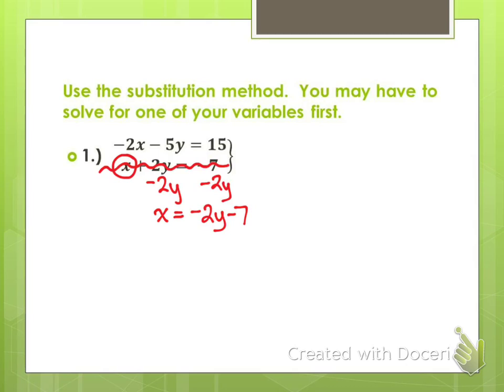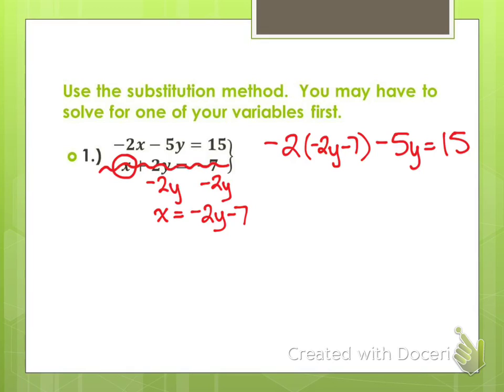Now that we've got a variable alone, it's like what we did yesterday. So I'm going to rewrite my top equation. What should I leave a blank for? X. If x is what's alone here, that's what I should leave a blank for in the other one. So -2, leave a space, minus 5y equals 15. What's going in that space? Keon? Good. -2y minus 7 is what's going in that blank.